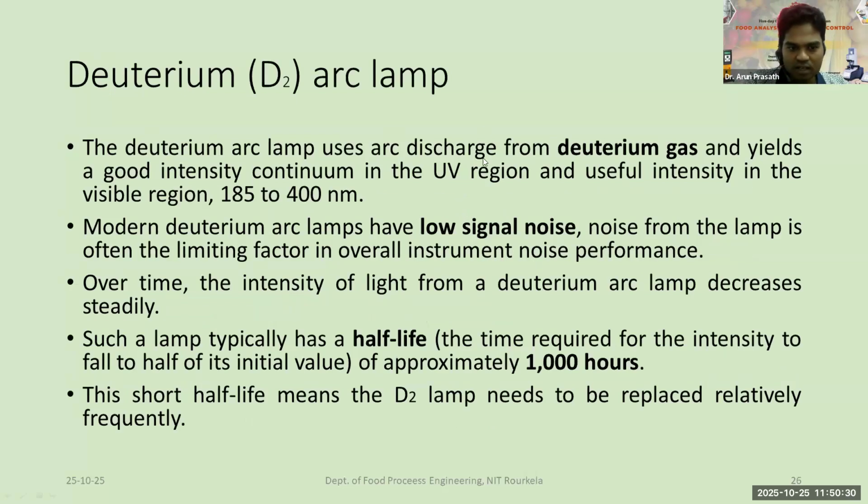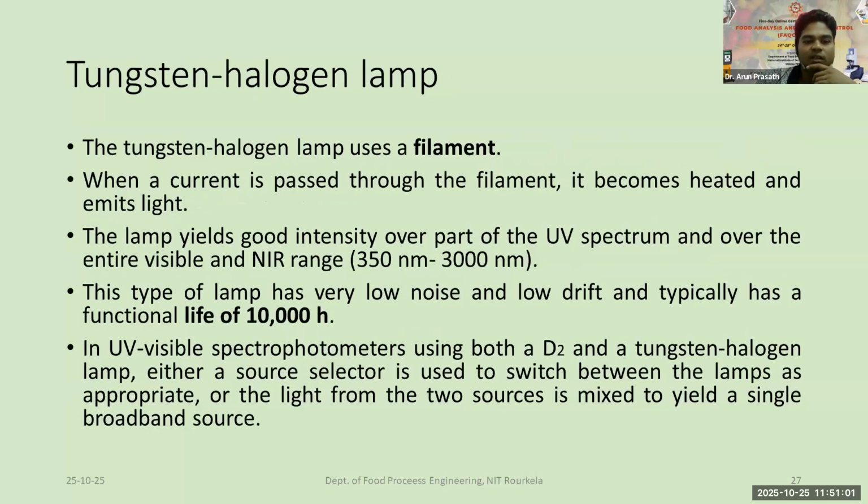Deuterium, that is the D2 arc lamp. It covers the range 185 to 400 nanometers, has low signal noise, and the lamp has a high half-life, the time required for the intensity to fall to half of its initial value, approximately 1000 hours. Similarly, we have the tungsten filament, which covers the range of 350 to 3000 nanometers, and it has a longer life of 10,000 hours.